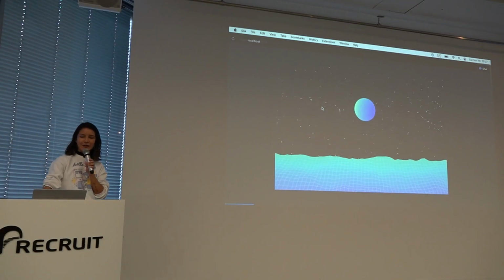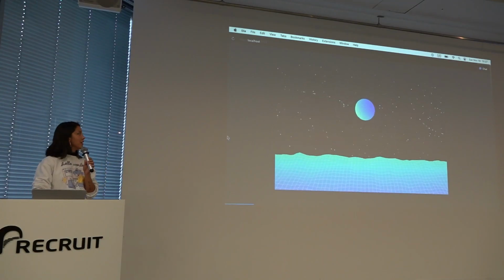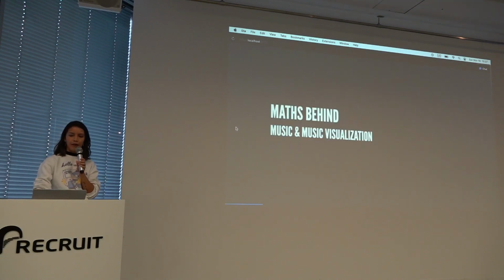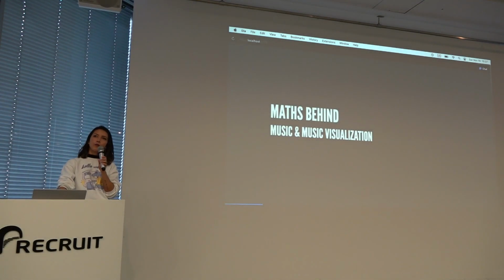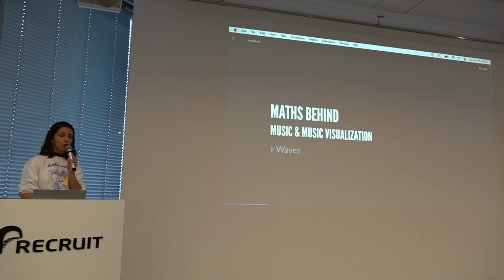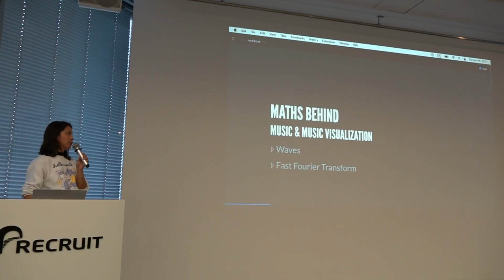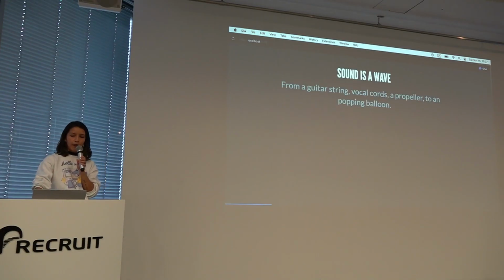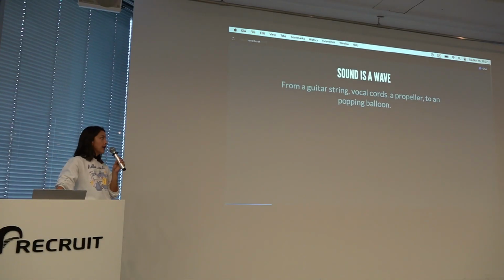Okay. So yeah, today I'm gonna show you how you can build something like this. And for that, we're going to focus on two main concepts. They're quite simple, but very, very powerful for music visualization. And those are waves and the fast Fourier transform. And yes, we're going to make some visuals along the way, and we're going to see the code behind those visualizations as well. So the first thing is, sound is a wave.